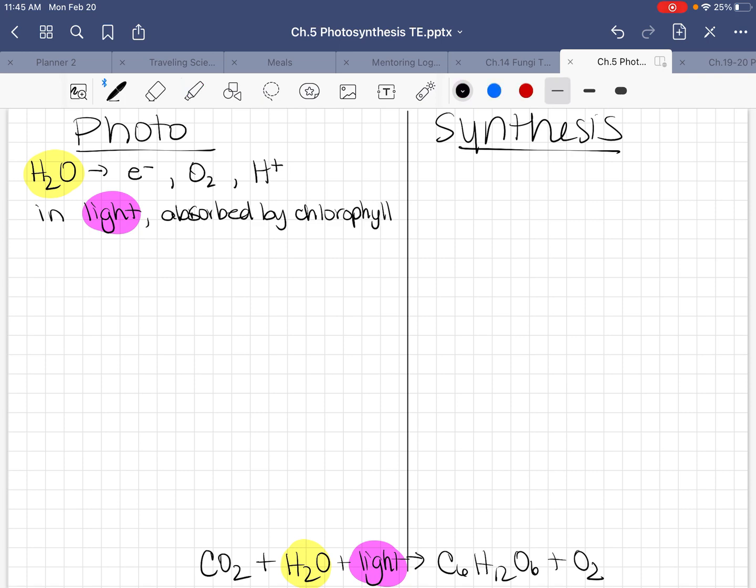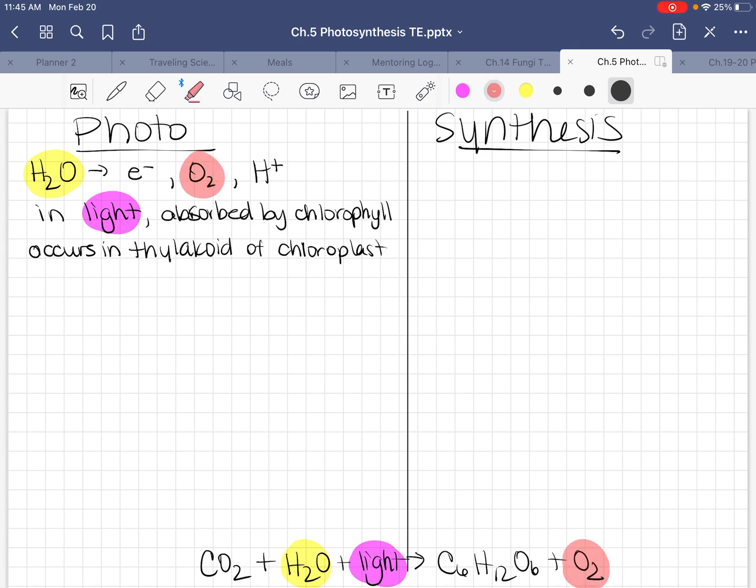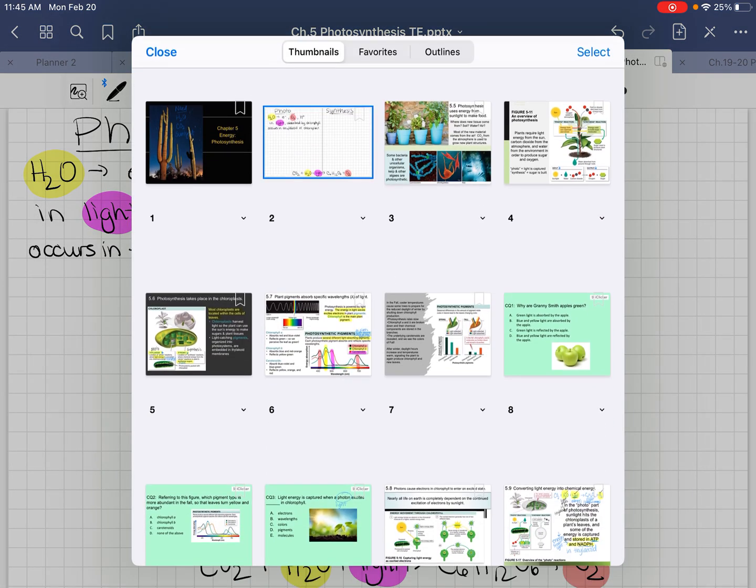And then where does this happen if we've got light being absorbed by the chlorophyll? It occurs in the thylakoid of the chloroplast. And then I forgot this one. It produces oxygen here with this breakdown of water.